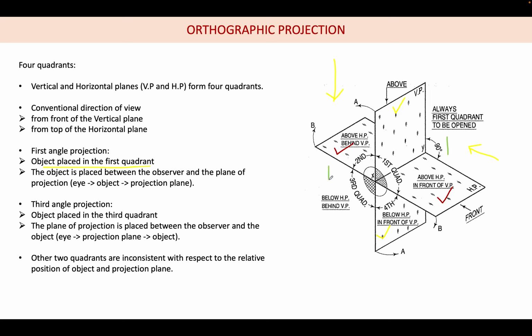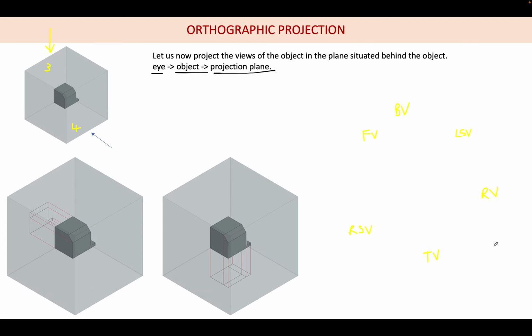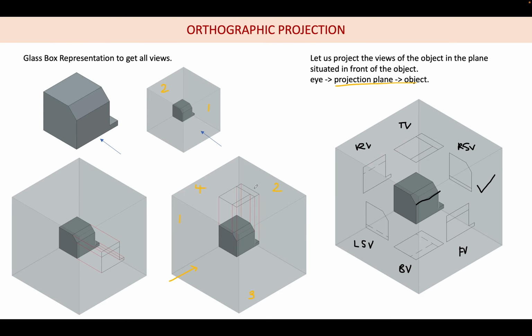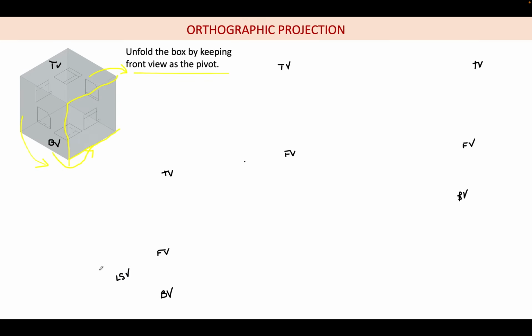In the third quadrant, can anybody say what is the scenario? So here is your observer, and here is your object. Can anybody say what is the scenario in the third quadrant? Projection plane is between the object and the observer. Yes, correct. So your projection plane is in between the object and observer. This is exactly what we saw in the other case, where the plane of projection is in between the observer and the object. So this is how we are projecting.